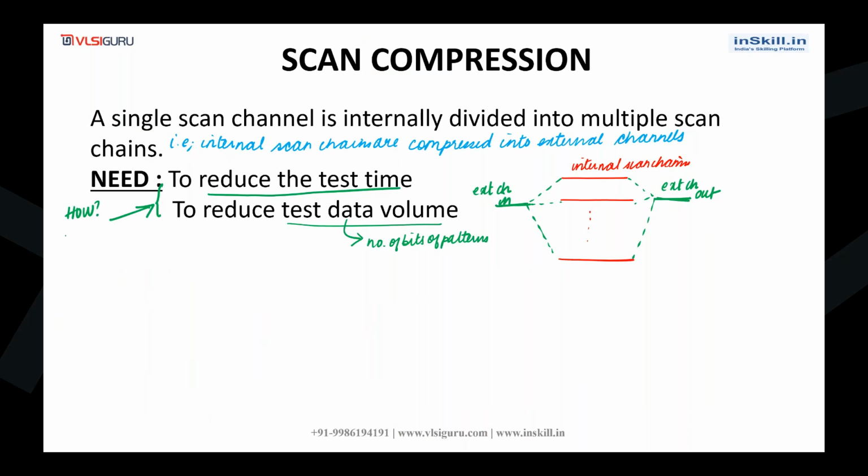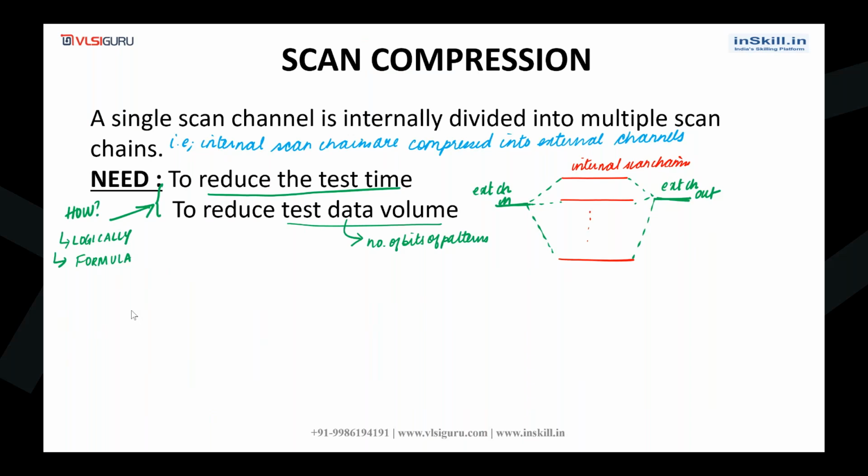So we will understand it logically. Logically we will try to understand, and we will also take up the formula for test time and the formula for test data volume. We will substitute the values in those formulas and show you that if you go for scan compression, you are able to achieve reduction in test time and reduction in test data volume. Okay, so we will cover that in our course.